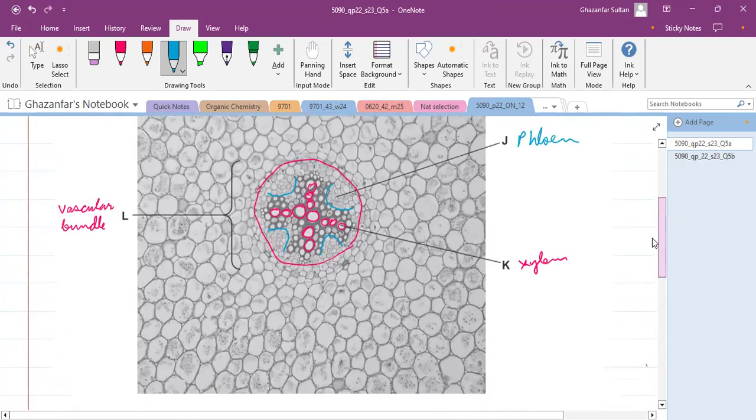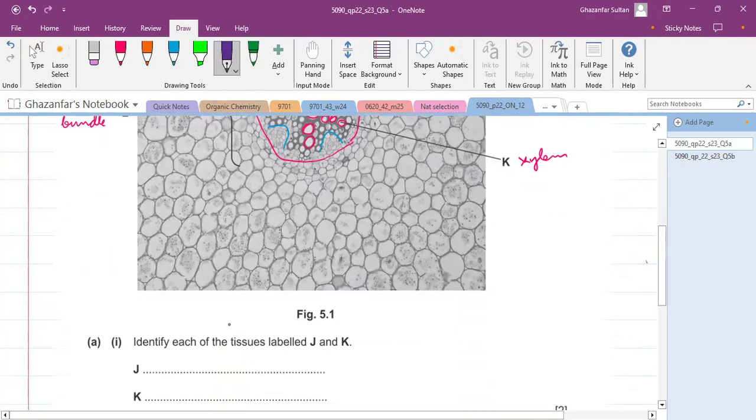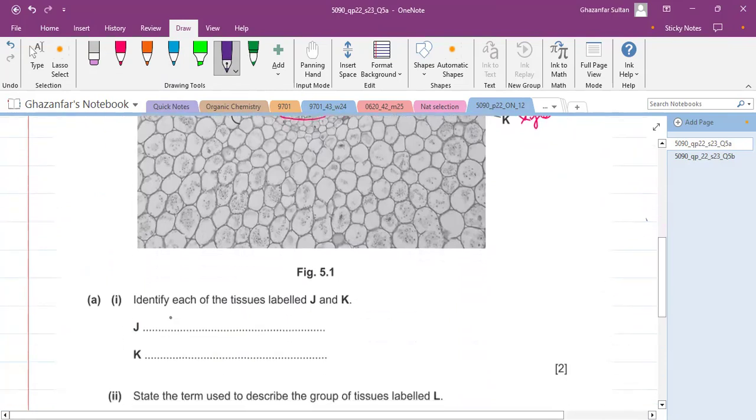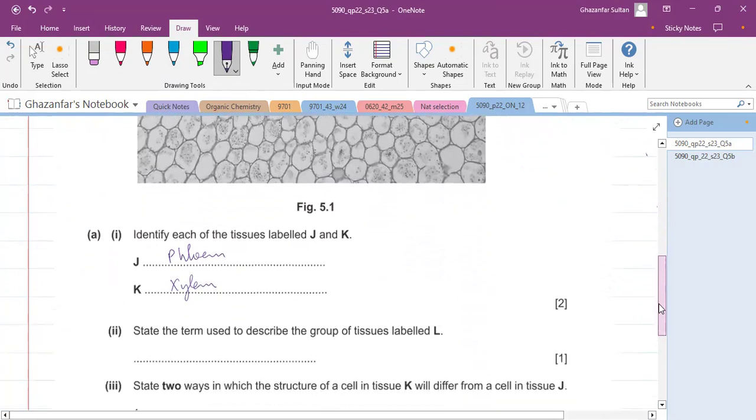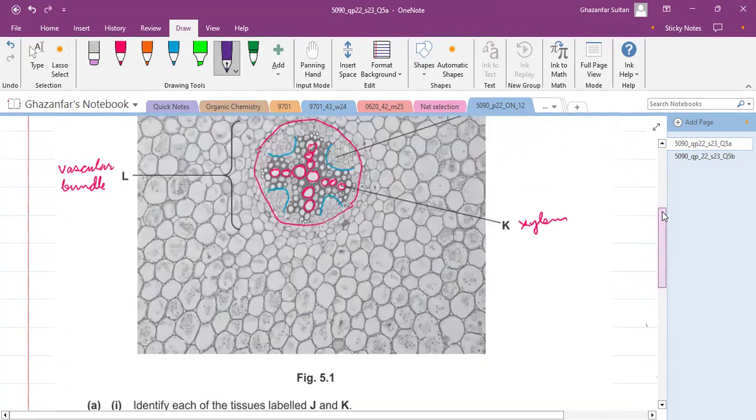Okay, now see what are the questions. The first question is identify each of the following tissues labeled J and K, that we have already discussed: J is the phloem and K is the xylem. State the term used to describe the group of tissues labeled L, that we have discussed: this is vascular bundle.